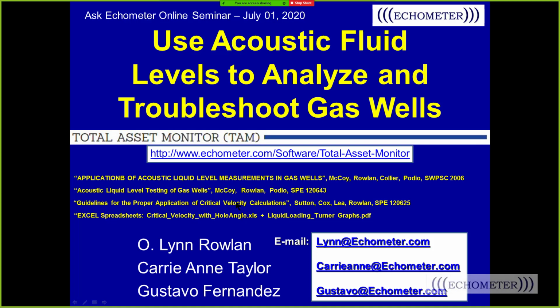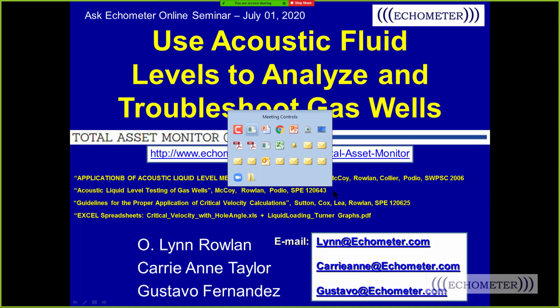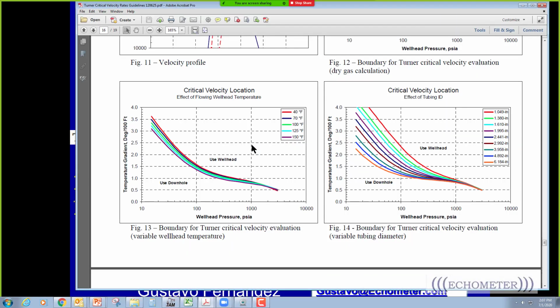And this paper I was a co-author on with Rob Sutton and Jim Lee. Let me see if I can pull that one up and show you a picture out of it. This is an SPE paper, and it talks about whether you apply the critical rate calculation at the surface or at the bottom of the well.